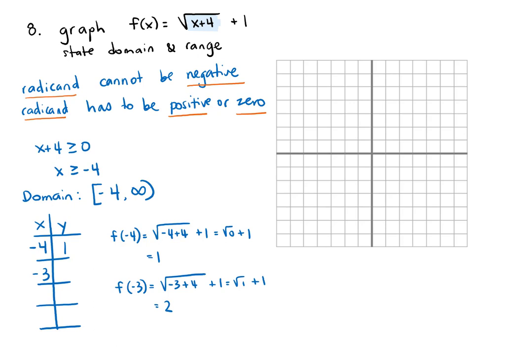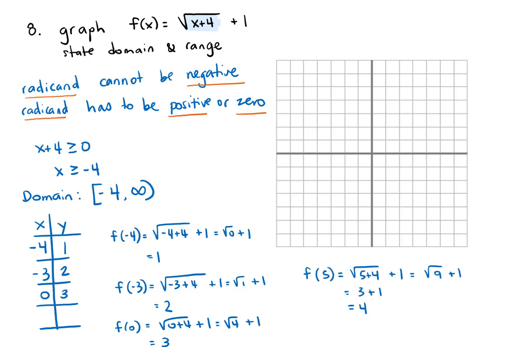F of negative 3 is 2. F of 0 is 3. And F of 5 is 4. Let's go ahead and graph this. We know that negative 4 was the lowest number we could plug in, and as we're going, we are going to be graphing like a sideways parabola cut in half. And there we go. So our domain makes sense looking at this, because our domain is the lowest x value and all the values above that.